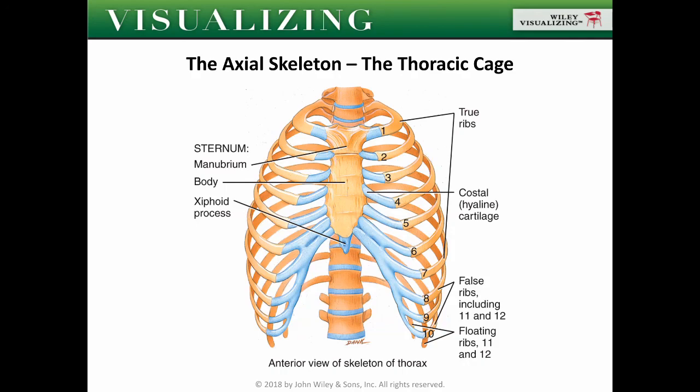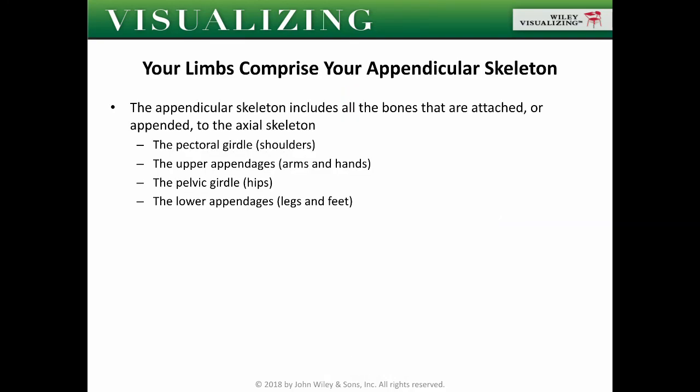And then you have the floating ribs, not attached. The other side is not attached to anywhere. So your limbs comprise your appendicular skeleton. So the pectoral girdle, which are your shoulders, the upper appendages, the pelvic girdle, and the lower appendages.